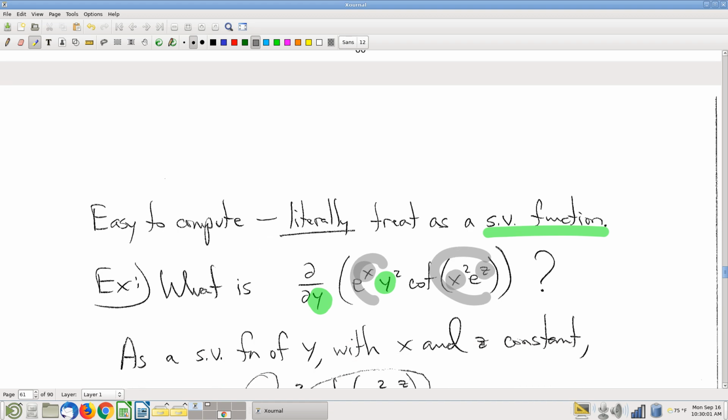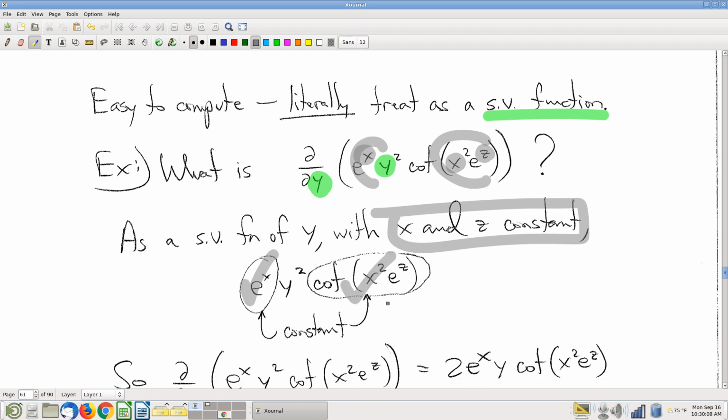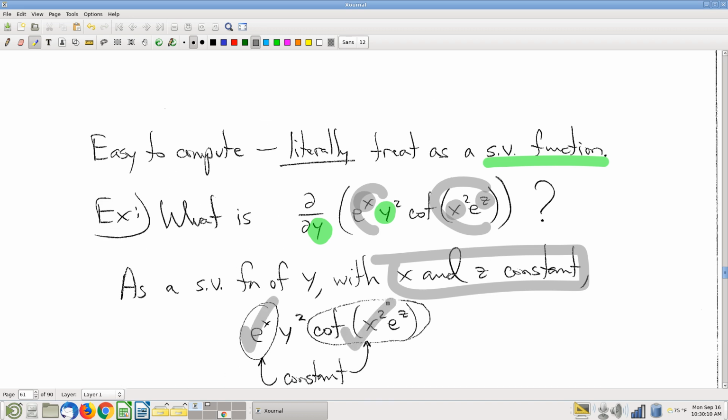And that derivative is easy. X and z constant, all that's constant. The derivative is just 2y times that same constant. Everybody on board with that?